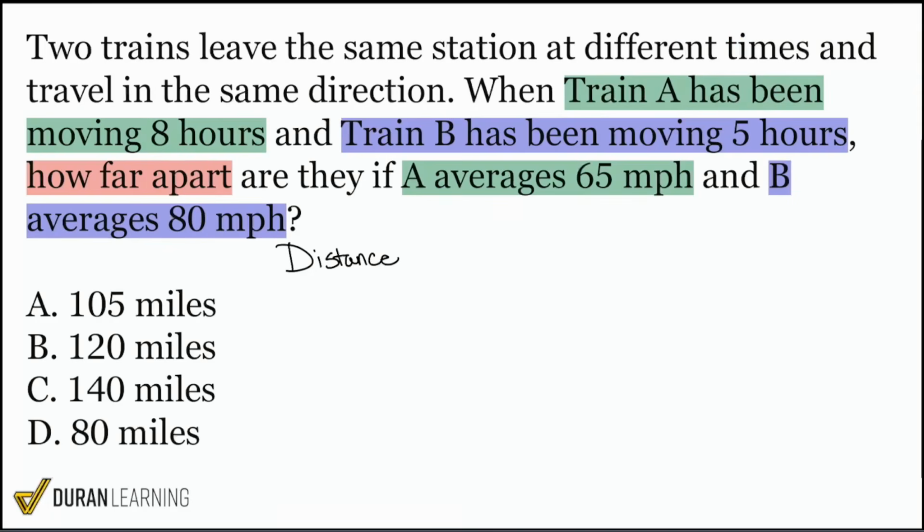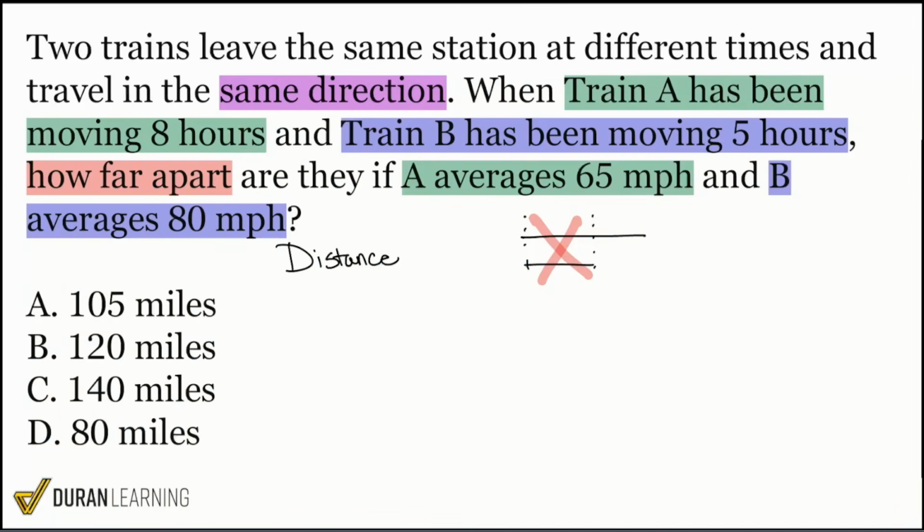But what I really want to pay attention to is right here in purple. Same direction. When we travel in the same direction, everybody, what can we do with the distances and rates of the individual objects? We can subtract, absolutely. When objects are moving in the same direction, we can subtract to cancel out that common ground.